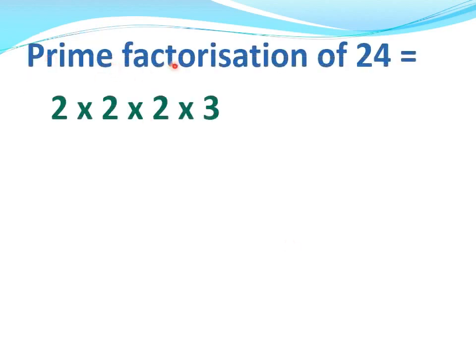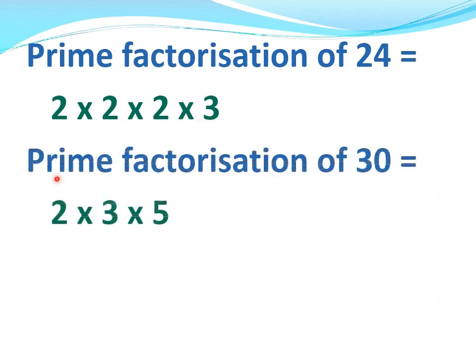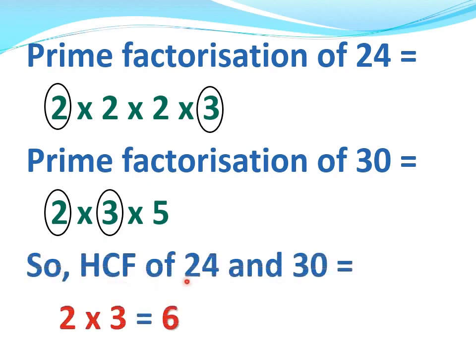Now write prime factorization of 24 equal 2 multiply 2 multiply 2 multiply 3. Write prime factorization of 30 equal 2 multiply 3 multiply 5. Now find common factor. See, 2 is a common factor, so mark this. Now see, this 3 is a common factor, so mark this. This 2 and 3 are the common factors. So HCF of 24 and 30 equal 2 multiply 3 equal 6. Thus 6 is the HCF of 24 and 30.